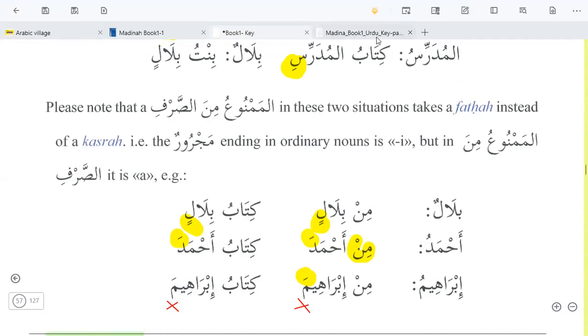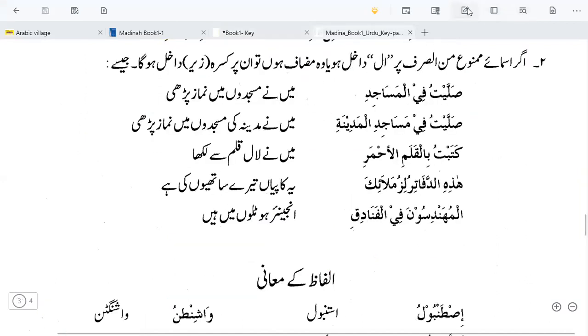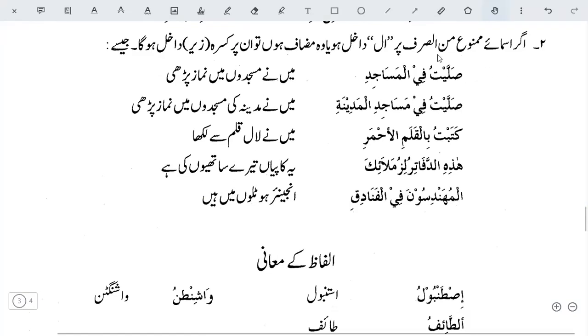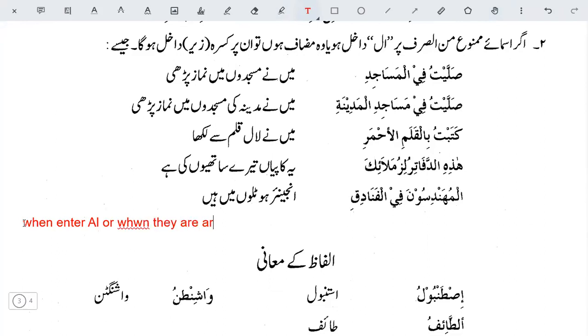Okay. Another thing is, mamnu min as-sarf when alif lam enters, or when they are mudaf. When we enter al or when they are mudaf, then the diptotes can take kasra.